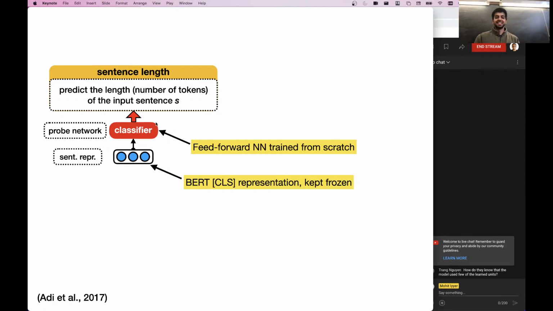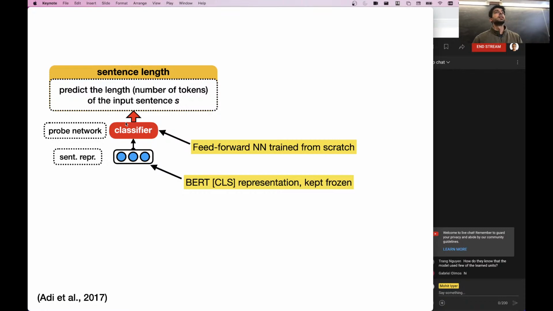So this classifier is implemented by a feed-forward neural network, same thing as a fully connected or linear layer, that is trained from scratch. So it's randomly initialized, and you train this by giving it examples of BERT representations and the corresponding length of the input sentence. You might have some small training data set for doing this.